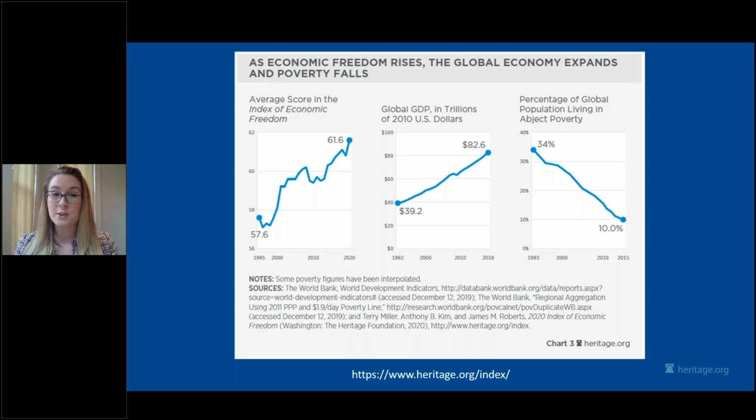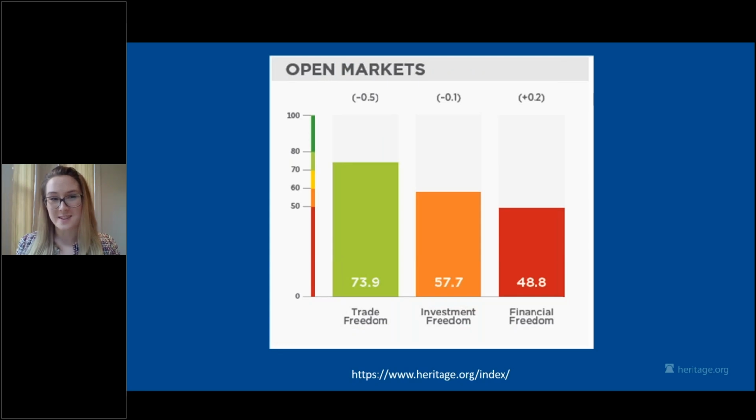Now, let's take a closer look at trade freedom in our next slide. The topic of our discussion today. The open markets pillar of our index includes trade freedom, investment freedom, and financial freedom. These 3 components together measure the ability of individuals around the world to exchange goods, services, and capital free from government intervention, as well as the accessibility and efficiency of formal financial systems.